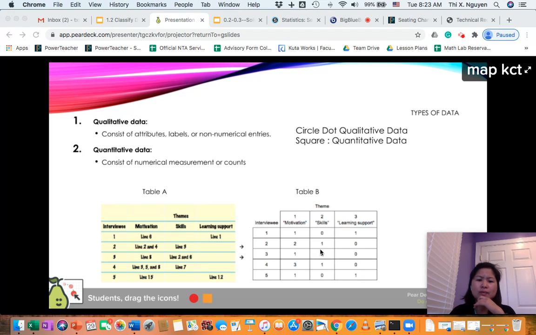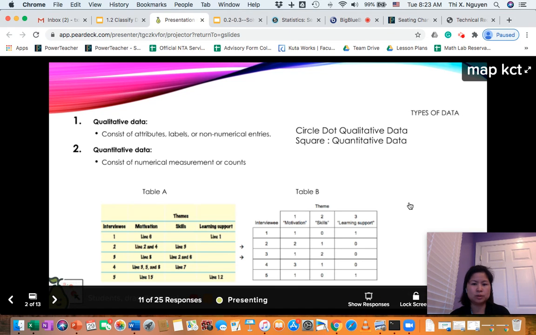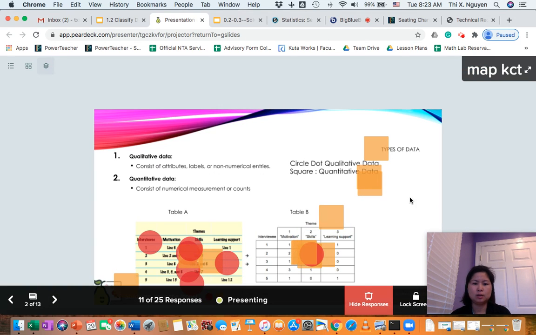So take a minute. I have two tables. One is qualitative data, one is quantitative data. I want you to use the dot and the square, drag them and put them at the right place. So for table A, what do you think? Should it be a circle or a square? Here is the instruction: the circle dot represents qualitative data. The square represents quantitative data. Take a minute, and then I'm going to show the response.